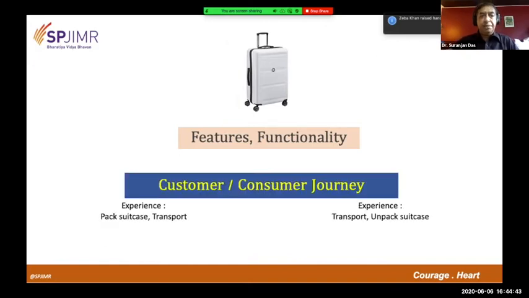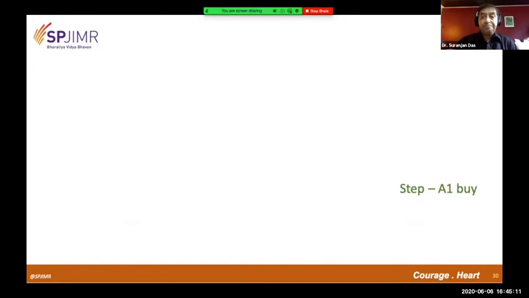Then we also say the packing of the suitcase. So we look at the features and functionality or the customer's journey. A would need a certain cavity for putting the shirts and the tie, and the ladies with the shoes and the cosmetics and so on and so forth. So those may be considerations. So we say the features of functionality, look at the suitcase and design the suitcase, or step back from the time you pack your suitcase to the time you unpack your suitcase, what are the things that you need to consider, right? I have one question here.